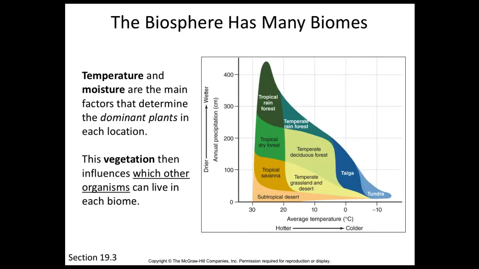Temperature and moisture are the main factors that determine the dominant plants found in each biome on our planet. The vegetation, which is to say the types of plants, can then influence which other organisms can live in each biome type, because in most systems, plants are at the base of the food web as primary producers.